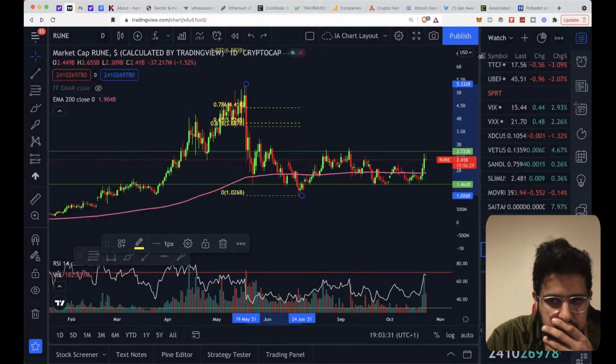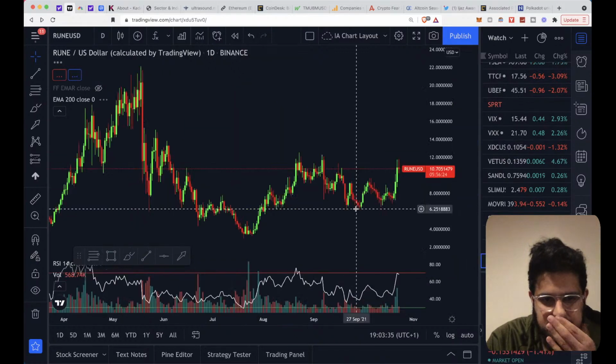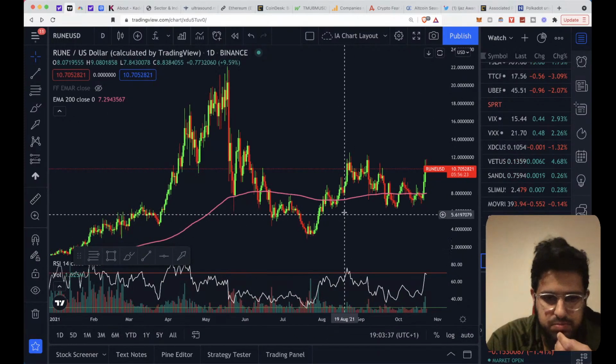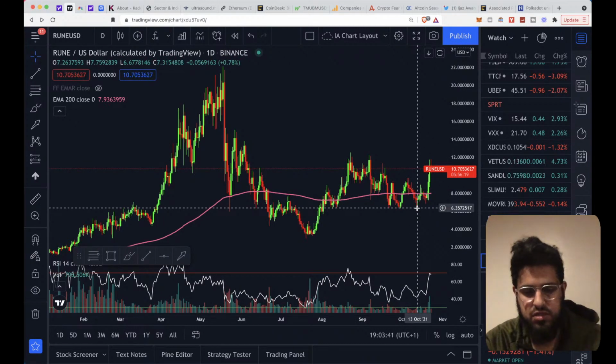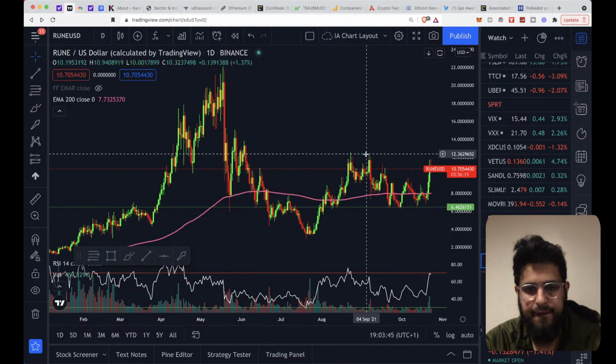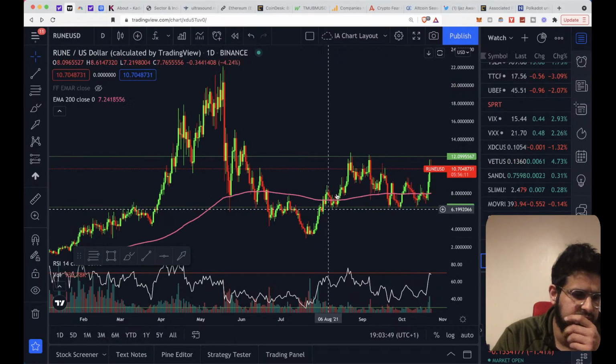Right, let's take a look at the Binance chart. And let's just put our exact same supports and resistances. Bit of resistance you're going to face there.